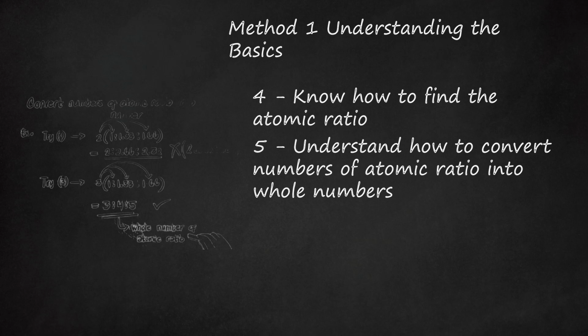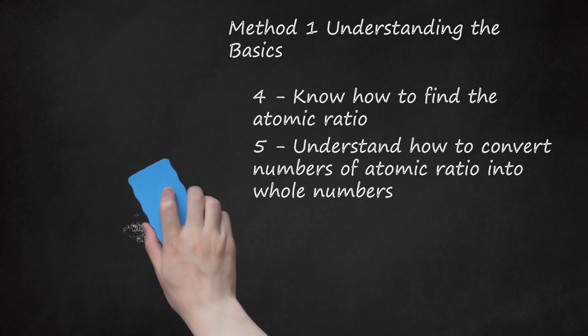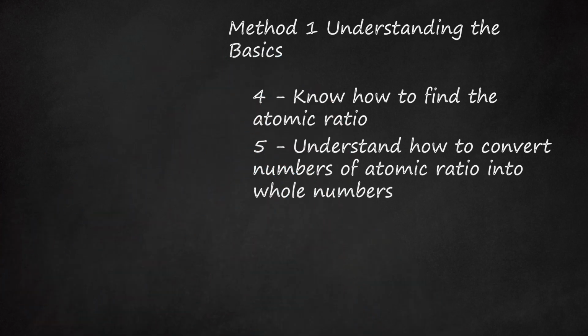Multiply the numbers in your atomic ratio, 1, 1.33, and 1.66, by 2. You get 2, 2.66, and 3.32. These are not whole numbers, so 2 doesn't work. Try 3. You get 3, 4, and 5 when you multiply 1, 1.33, and 1.66 by 3. Therefore, your atomic ratio of whole numbers is 3, 4, 5.